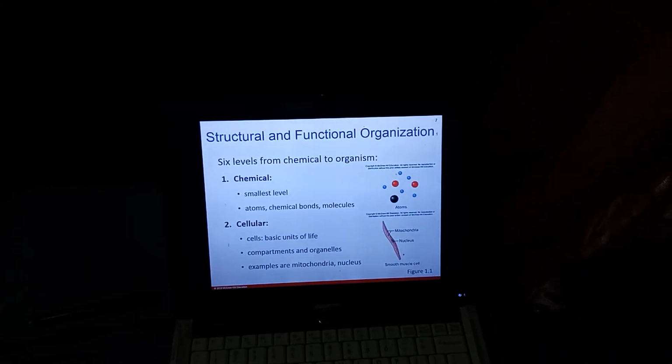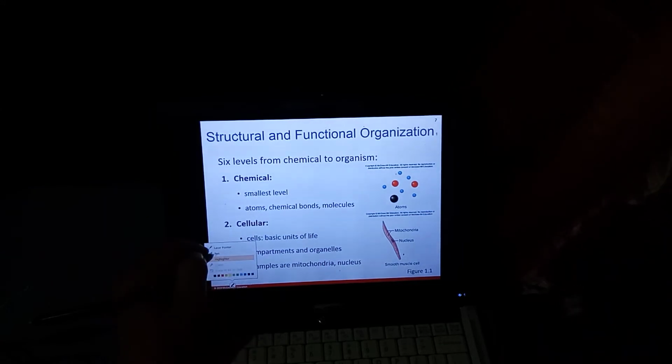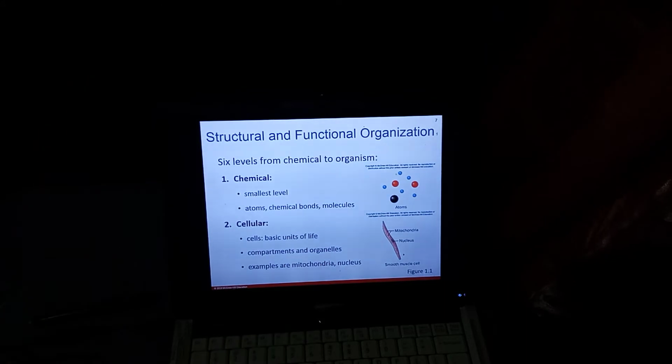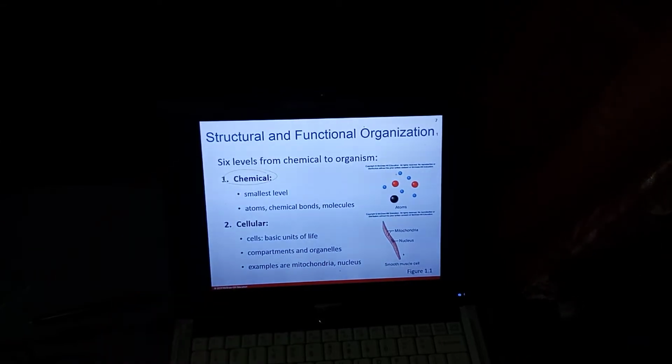Next, the structural and functional organization. We have what we call the levels of organization. With regard to the structural and functional organization, we have six levels, from chemical to organism. First, we have your chemical level, wherein atoms combine to form molecules.